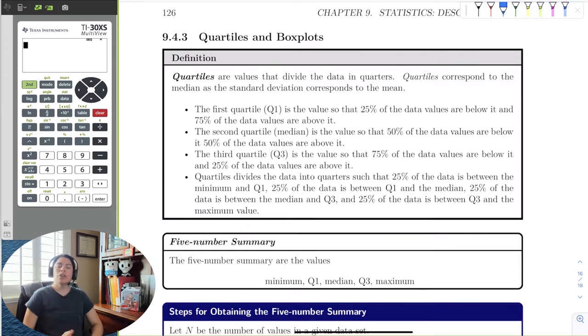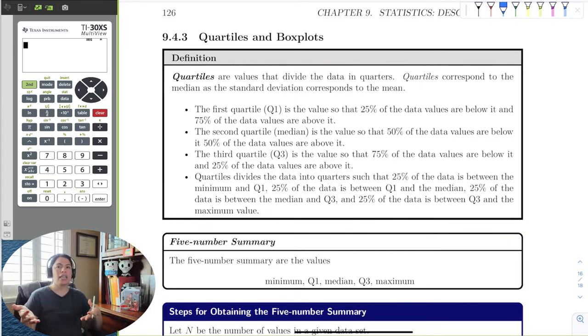But couldn't we take the half of the half and then the half of the upper half, right? So we have a lower half, the middle. Okay, so we have the half of the data, and then we have the lower half of the data, and then the upper half of the data. And those are the quartiles. So the first 25% is called the first quartile, Q1 or quartile 1. The second quartile, otherwise known as the median, is 50%, right? The real half of the data.